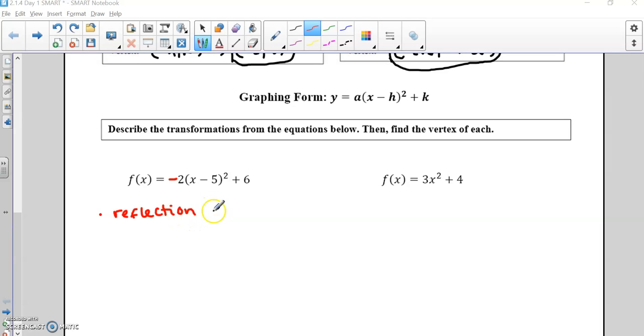It's an x-axis reflection because it's horizontal. It just flips downwards. And next, we know we have a 2 here. Because it is a 2, which is a number bigger than 1, it is going to be a vertical stretch by a factor of 2.